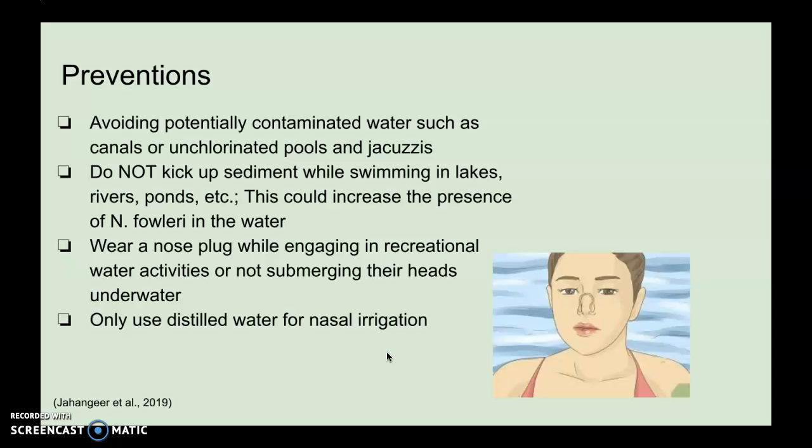because this could increase the presence of N. fowleri in the water, because like I had mentioned, N. fowleri does exist in soil and mud. Another preventative measure is to wear a nose plug, especially when engaging in recreational water activities that have a high chance of having water splash up your nose. You could also just simply not submerge your head underwater. And this next point is really key. You need to be sure to only use distilled water for nasal irrigation. And this is because that is the only way you can assure that the water is not contaminated with N.